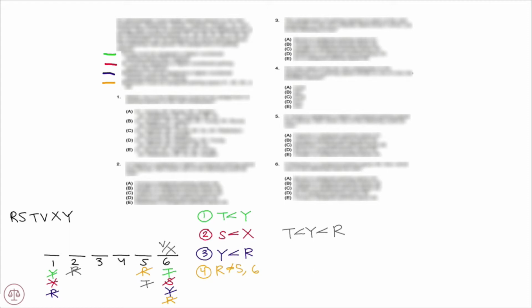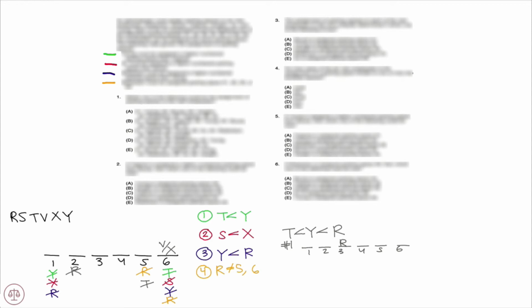And the last thing I want you to notice is R. R can't be first, second, fifth, or sixth. So that means R is either going to be third or fourth. So since we have R in either 3 or 4, let's write those options out. So we have our first option with R in 3.